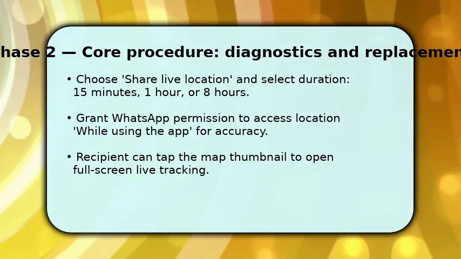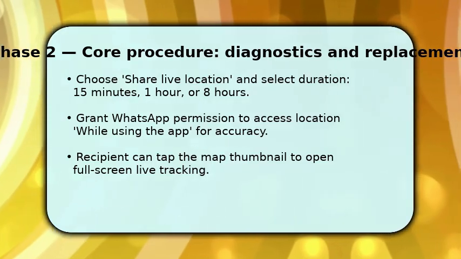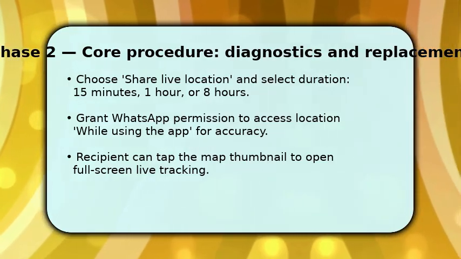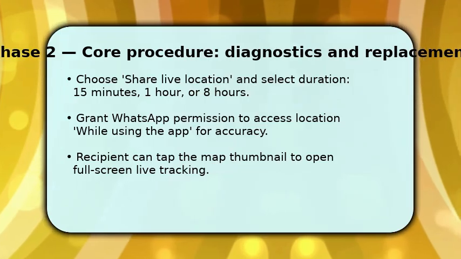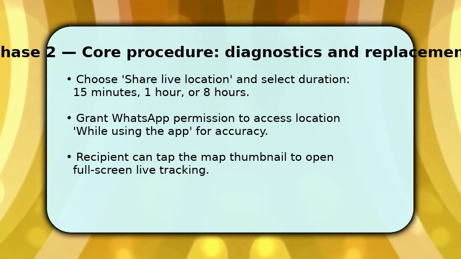After you send, the map appears in chat. The recipient taps the thumbnail to open full-screen live tracking. This matters because duration and permissions control battery use and privacy. Longer shares mean more continuous updates, while shorter shares reduce background activity.